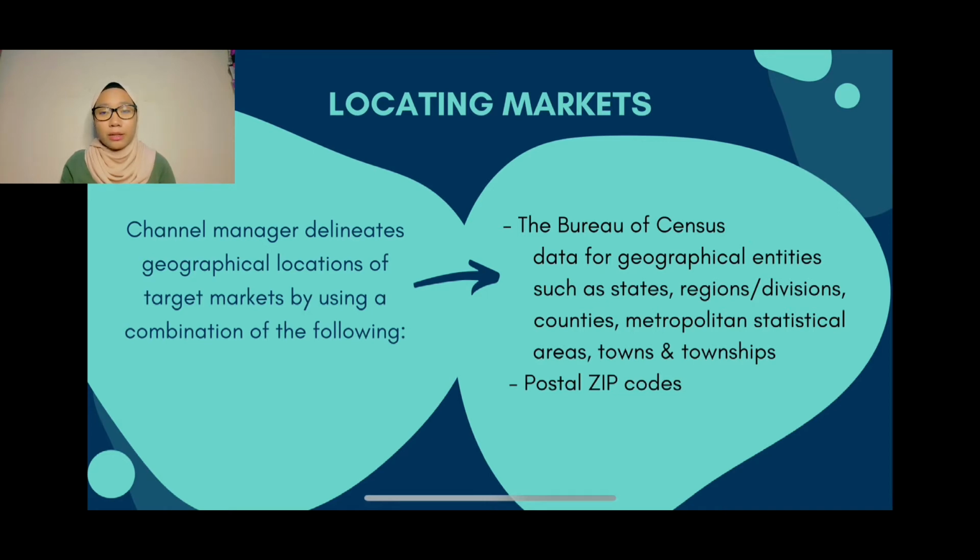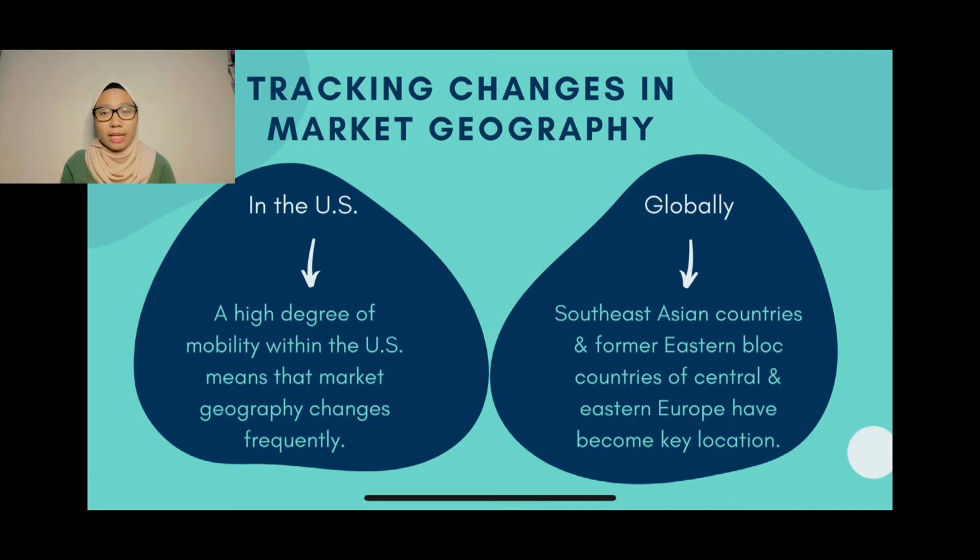More difficult than locating markets is keeping track of geographical changes in existing markets and forecasting such changes for the future. Given the increasing mobility of population, the channel manager cannot expect market geography to remain stable for an extended period of time. In a global context, market geography has also changed dramatically in recent years. Most notably, countries in Southeast Asia as well as the former Eastern Bloc countries of Central and Eastern Europe have become key locations for emerging markets.